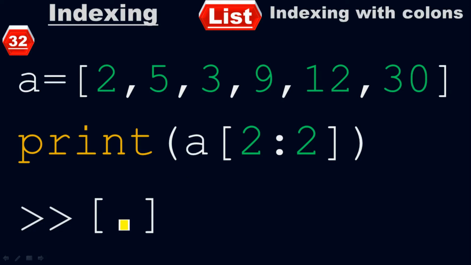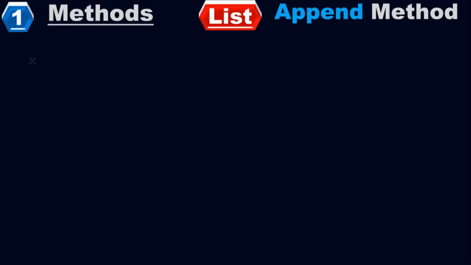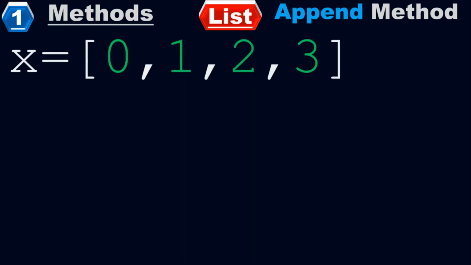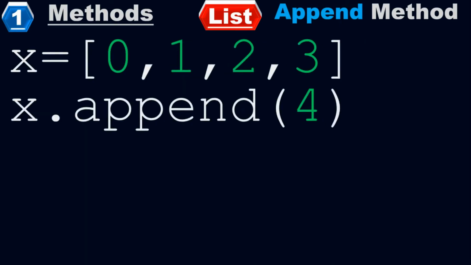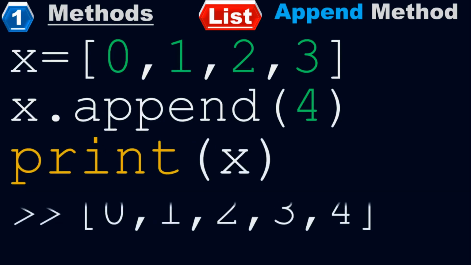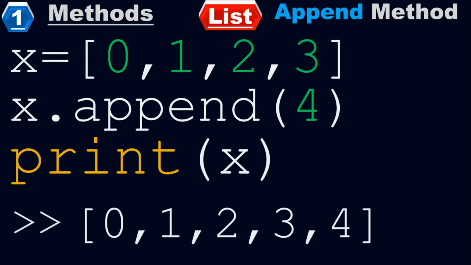Example number 1. X equals [0, 1, 2, 3]. X.append(4). Check the print of X. You will get 0, 1, 2, 3, 4. Look here. From here up to here, this list has been named with a variable which is X. X is the variable name, it is the identifier, it is a placeholder which holds this information from here up to here. It is a list with the elements 0, 1, 2, 3.